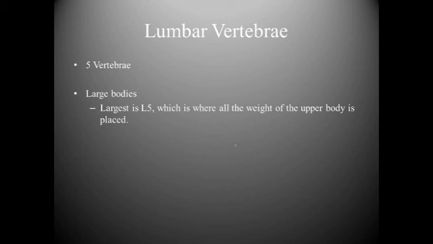That brings us to the lumbar vertebrae. As we all know, there are 5 lumbar vertebrae, and they're large in terms of body type. They are very bulky, and the largest is L5, which is where all of the weight of the upper body is actually placed. When you hear a lot of people talk about having back pain, one of the most obvious places to look for lumbar pain is simply L5-S1, and that's because L5 has all of the weight of the upper body placed on it.